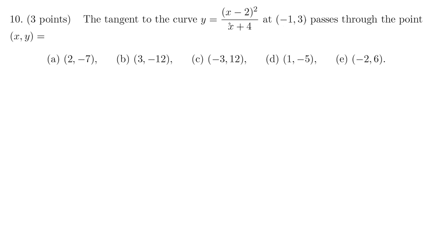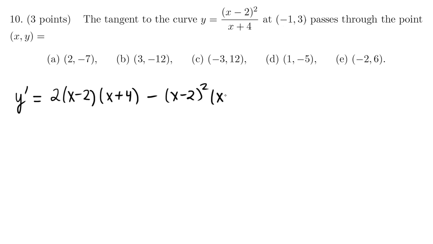So let's find the derivative of this first. It's quotient rule, right? The derivative of the numerator by chain rule is 2 times x minus 2 to the power of 1 times 1. And I don't have to write those ones. And then I times the denominator left alone minus the numerator left alone times the derivative of the denominator. And the derivative of the denominator is just 1. And that's all over the denominator squared.